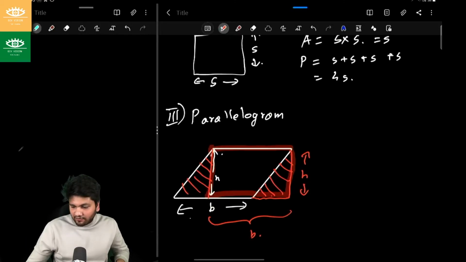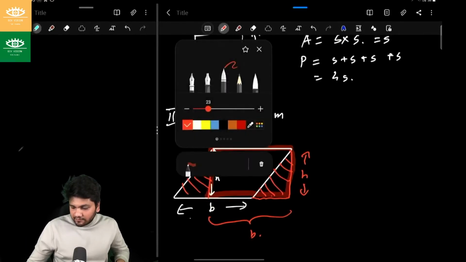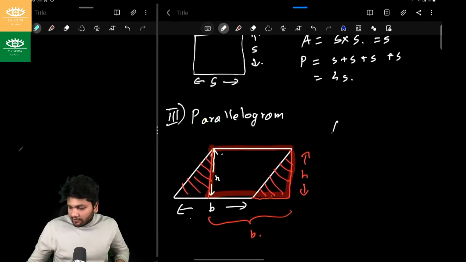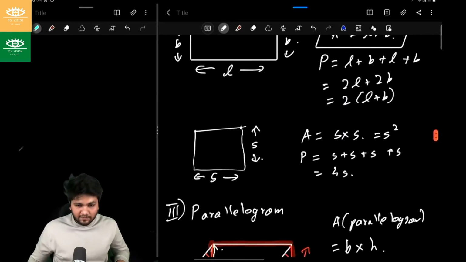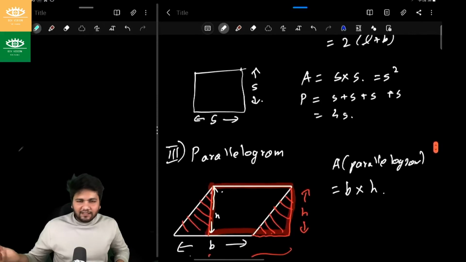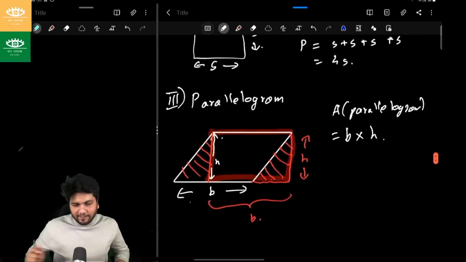So the area of this parallelogram is going to be how much? It's going to be base times height. Remember, this B is base. That's why I got confused in the rectangle B. But there it's breadth. Generally, we consider width as well. So it depends. So basically, area of parallelogram is going to be base into height.